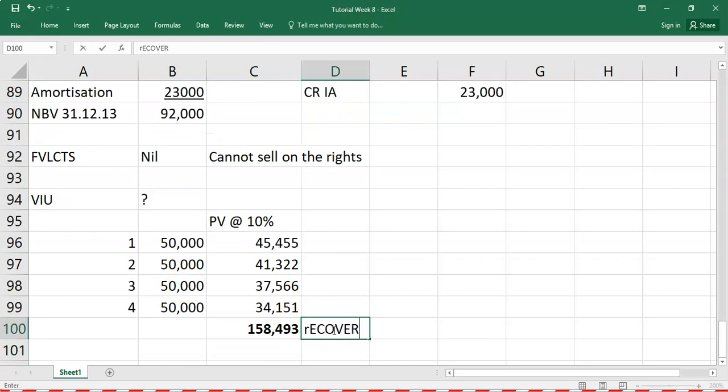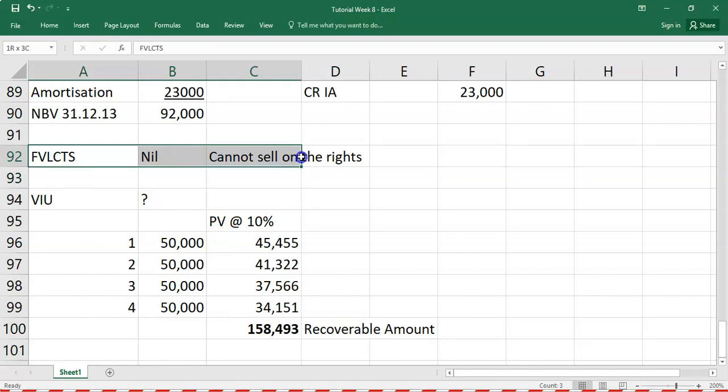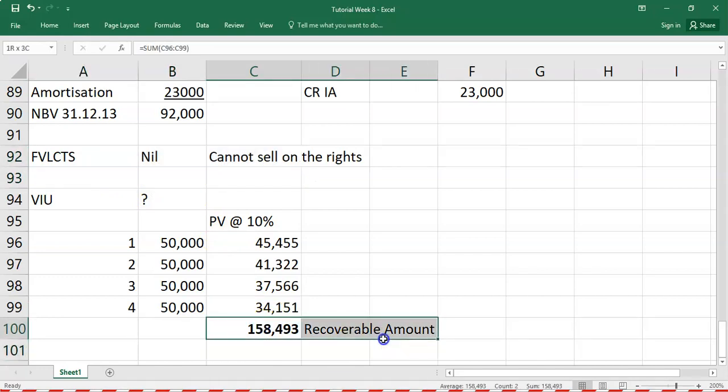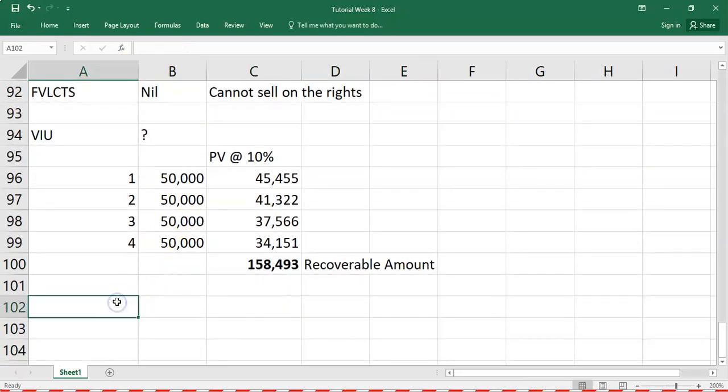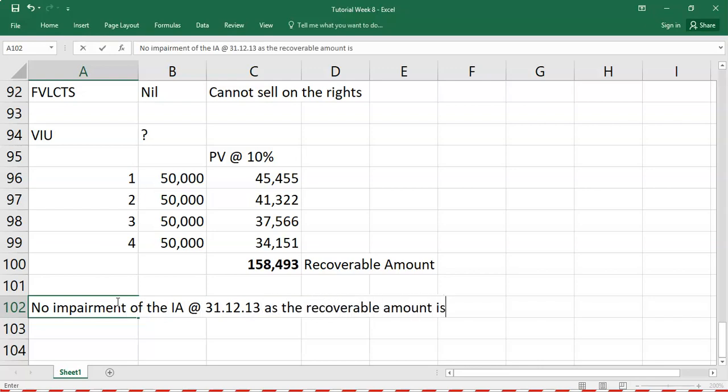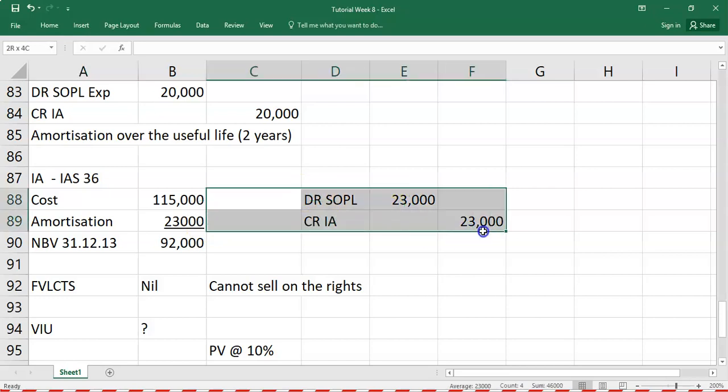And that is also now your recoverable amount, because it's the higher of the fair value less cost to sell, which is nil, and the value in use. So in that case, the net book value is lower. So that means there is no impairment of the intangible asset at 31st December 2013, as the recoverable amount is larger than net book value. You're only worried if the net book value is larger than the recoverable amount. So in this case, the only adjustment for these product rights is to charge amortization for the year.